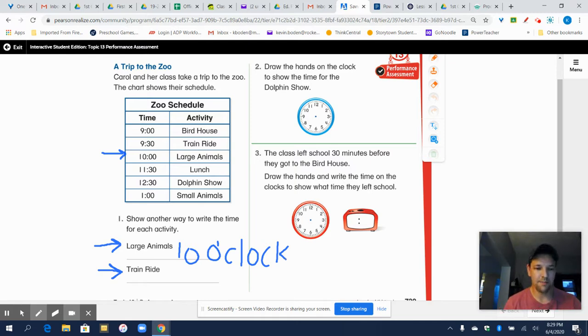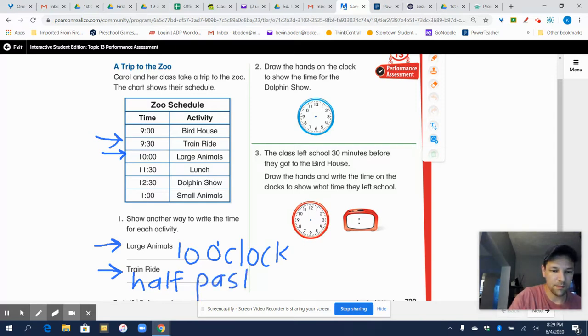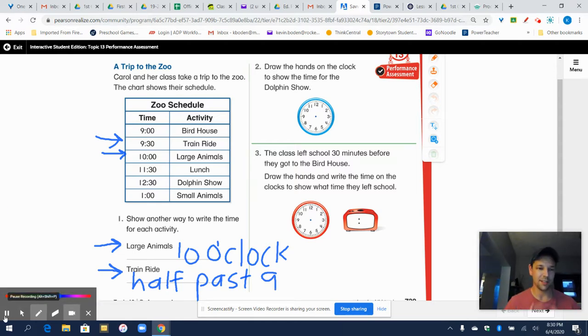You write it neatly on the line, and then we'll go down to the train ride where it says, well, let's check the schedule. I see birdhouse, train ride. Boom, right there, train ride. It says 9:30. Another way to write that would be 9:30, and that means halfway past 9, or 9:30. So you finish number 1 up, and then I'll see you on number 2. Please pause it, stop it, and get your stuff done.